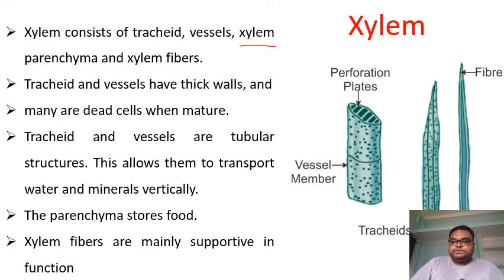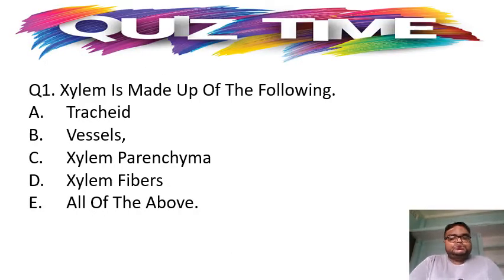Okay, students, let's proceed forward. There is a quiz for you. Xylem is made up of the following: tracheids, vessels, xylem parenchyma, xylem fibers, or all of the above. I'll give you just 15 seconds to think about it, not more than 15 seconds.